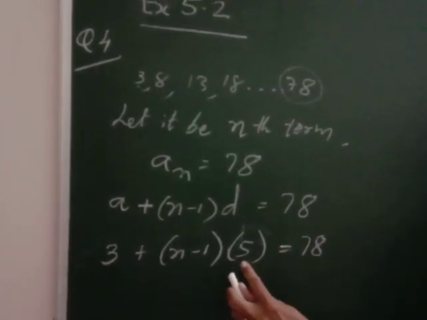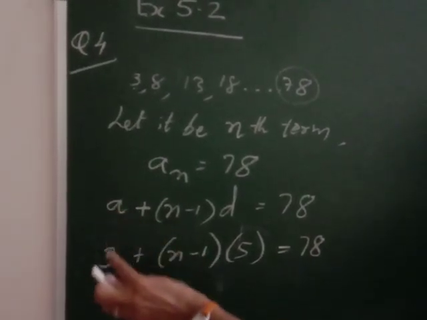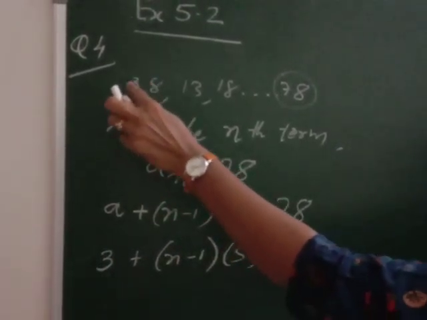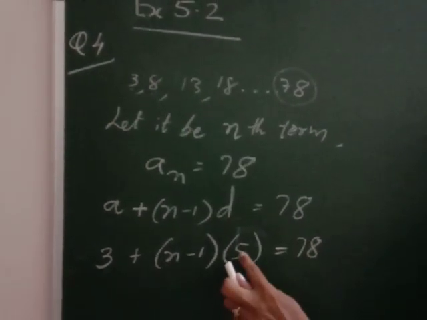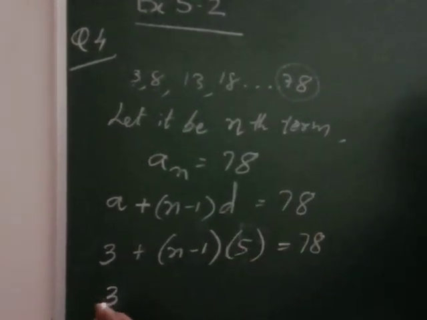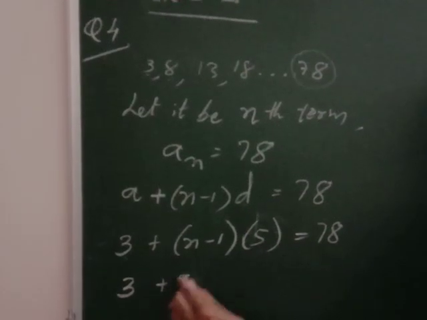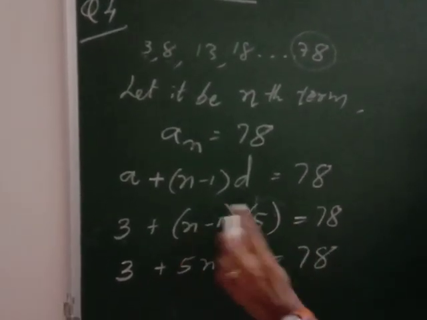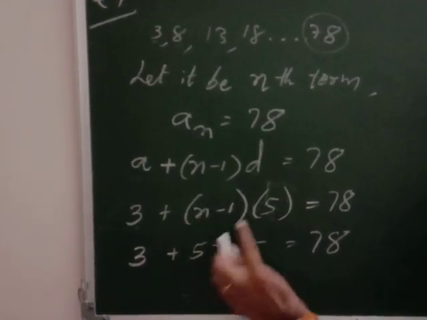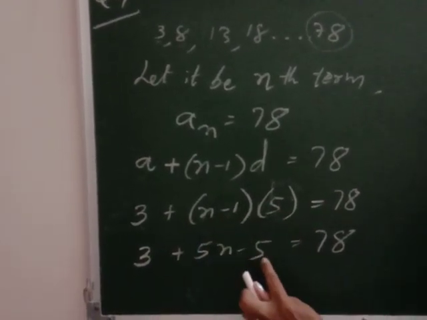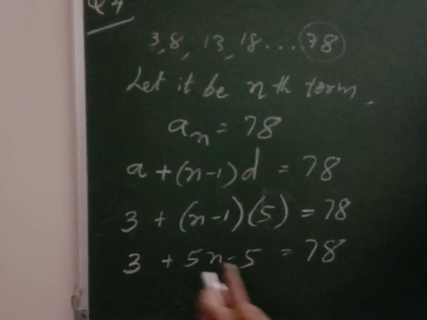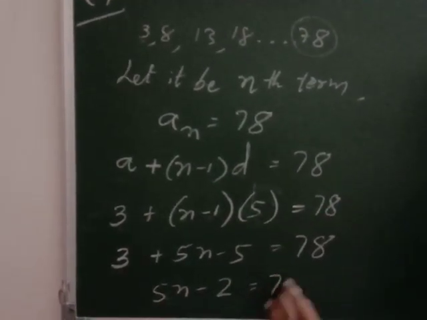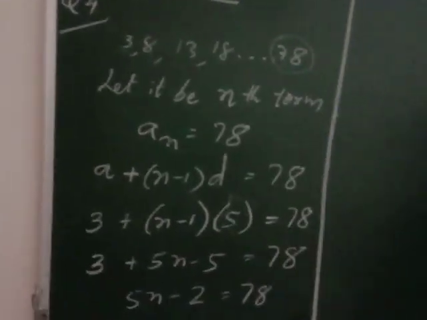I think the question is clear to everybody. A is 3, the first term. And what is the meaning of d? A2 minus a1, which is 5, the common difference. So, 3 plus 5n minus 5 is equal to 78. I had opened the bracket. So, 5 into n, 5n. 5 into minus 1, minus 5. 3 minus 5 is minus 2, is equal to 78.